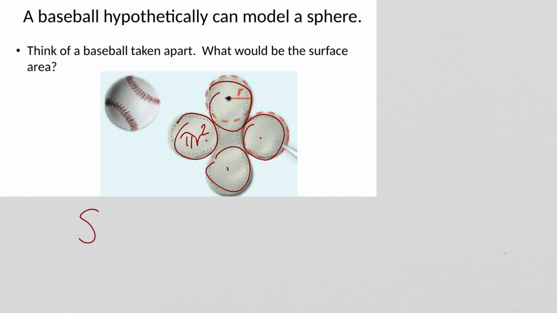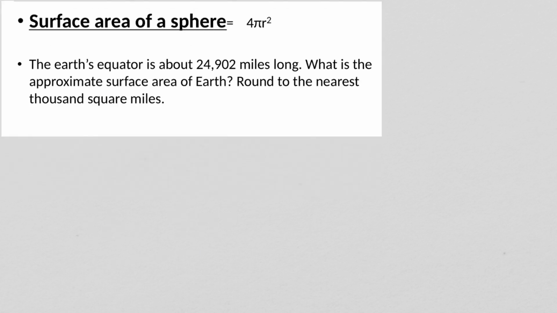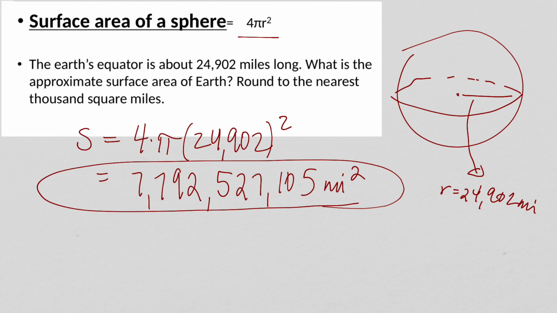So the surface area for a sphere would be 4 times pi r squared. So here it is, official, 4 pi r squared. Go ahead and put that on your paper. And now let's do this example. Okay, so we have the Earth's equator, which is the radius. I'm plugging it into the surface area formula. There is the approximate surface area of the Earth.